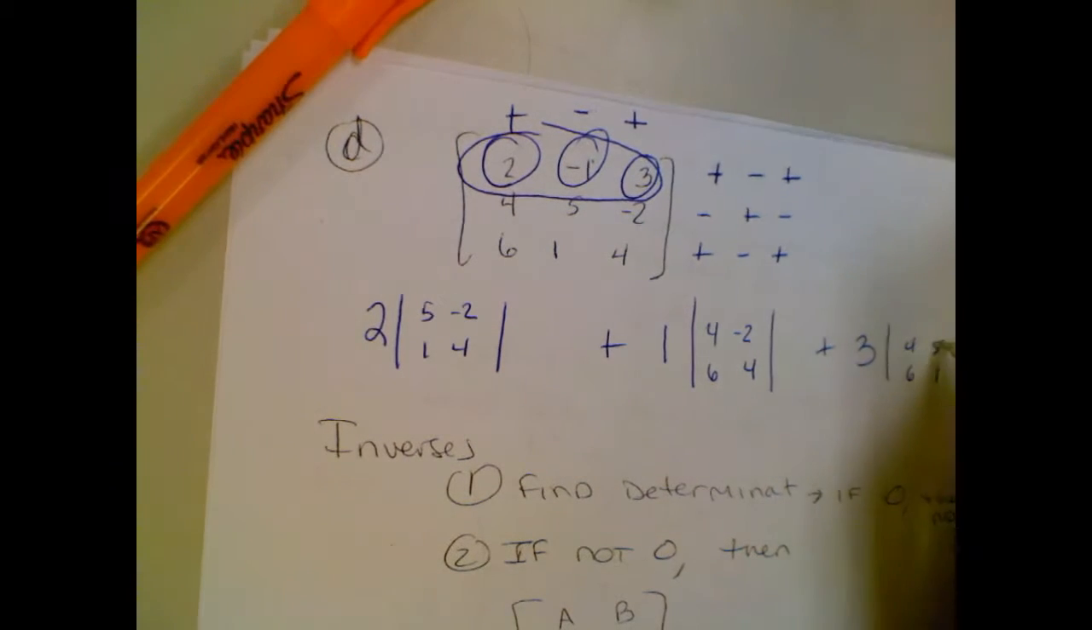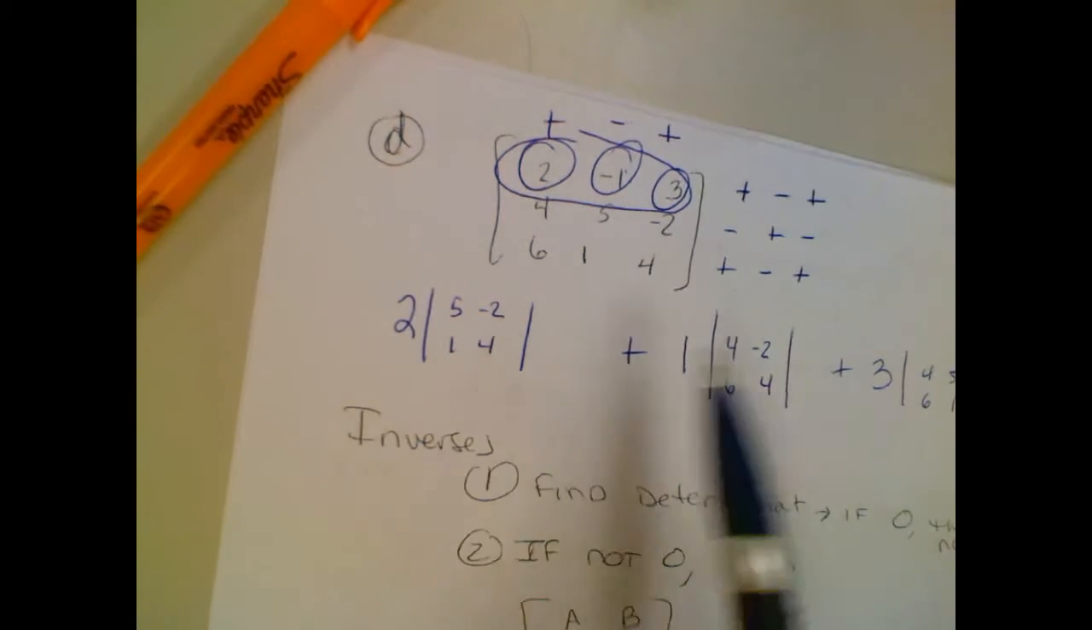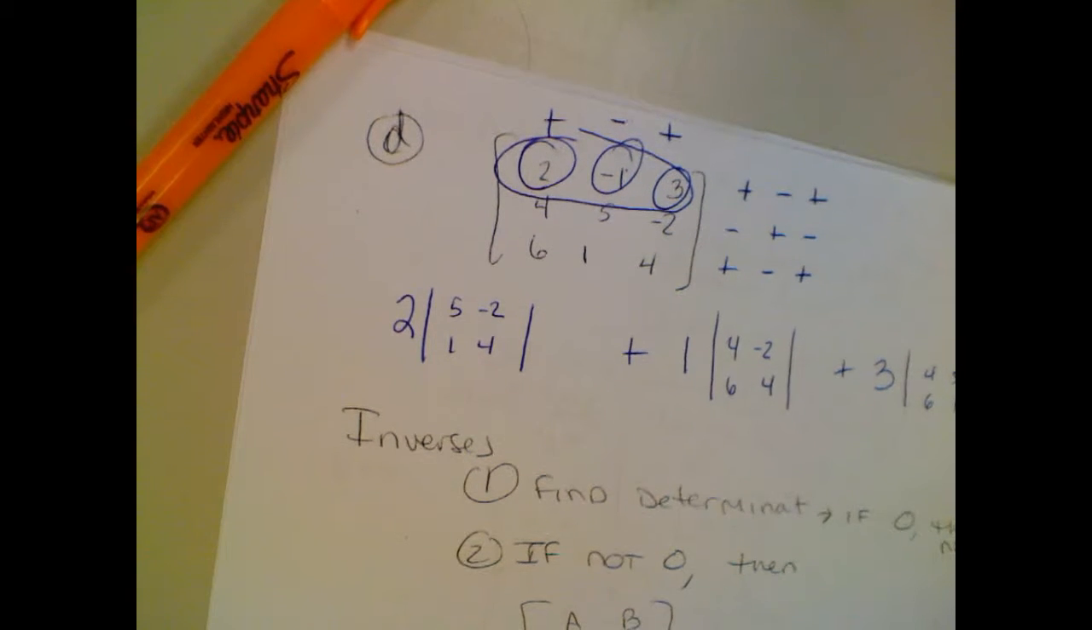Now, if you want to double check this, what I always do is I like to make sure that I have a column of 5 and 1 twice. I have a column of -2 and 4 twice, and I have a column of 4 and 6 twice. They should all be there twice if you did it right.